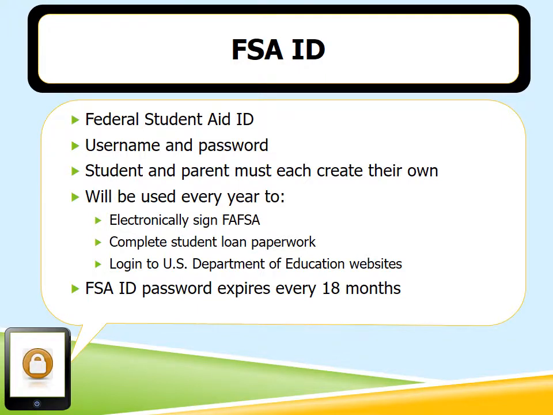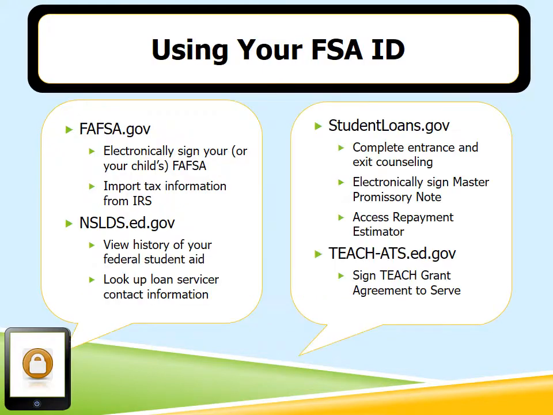The FSA ID allows you to sign your FAFSA electronically, and it can also be used to sign student loan applications and access financial aid information. Parents without a Social Security number will not be able to get an FSA ID. They'll have to print a signature page and mail it to Federal Student Aid to complete the application. This option is presented at the end of the FAFSA. The FSA ID may be used on any of these websites to access various types of information about financial aid or student loans.